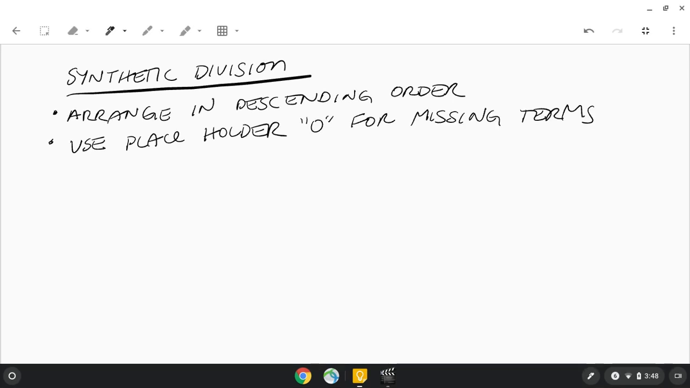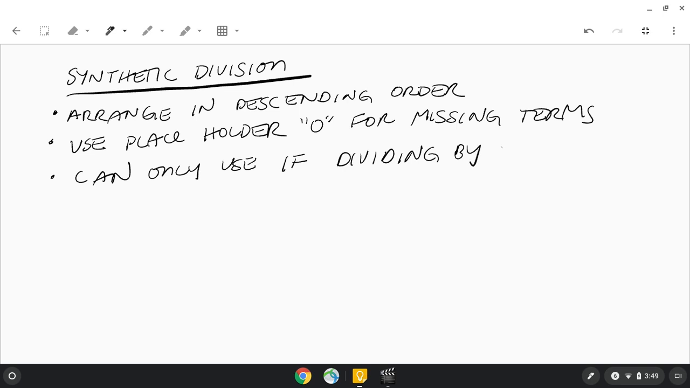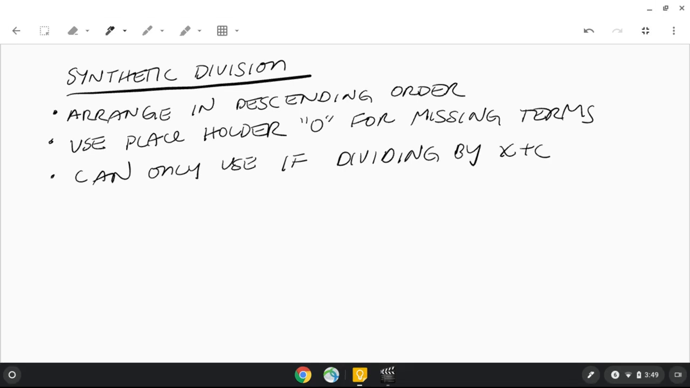And it turns out you can only use synthetic division if you're dividing by x plus a number or x minus a number.